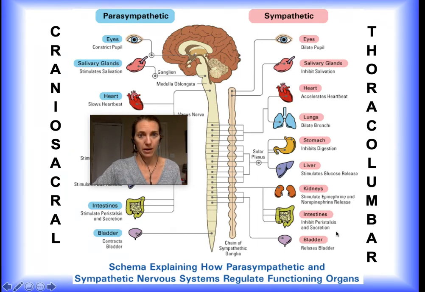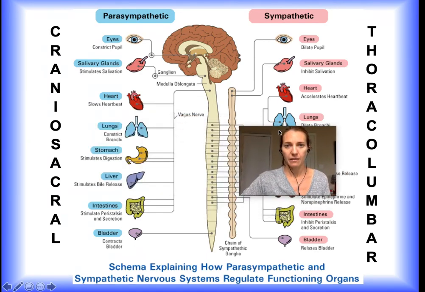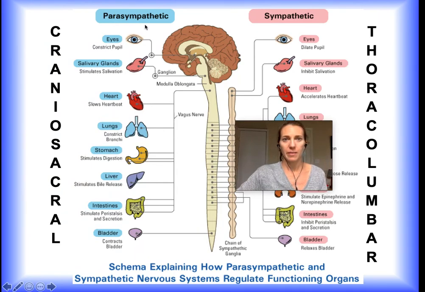Intestines, peristalsis is going to be inhibited. Secretions coming from the pancreas and elsewhere will be inhibited. The bladder relaxes. So those are some of the sympathetic effects. On the parasympathetic, to hit upon some of these, so again, heart rate will slow. The bronchi constrict with the parasympathetic nervous system when it's stimulated.